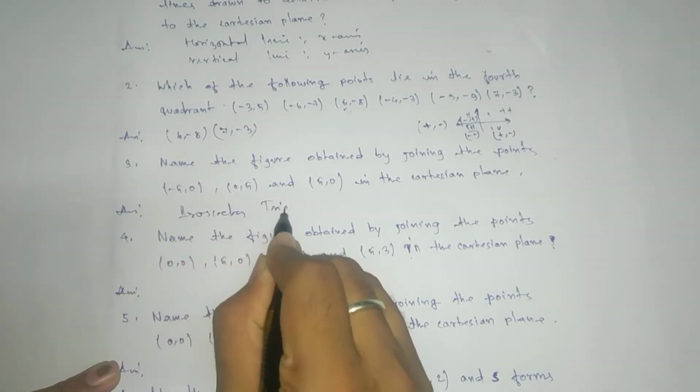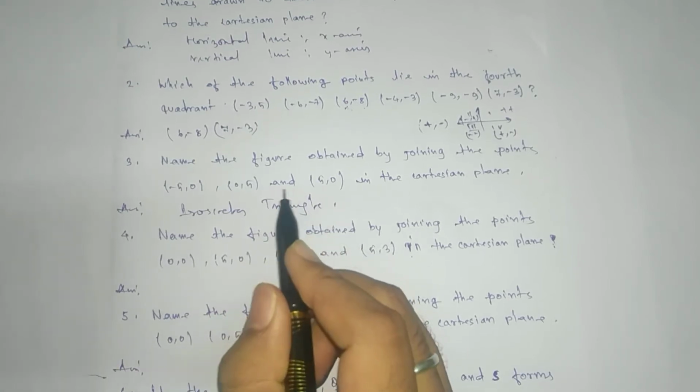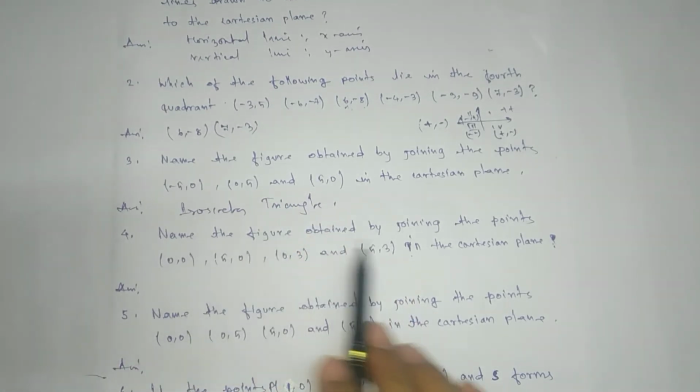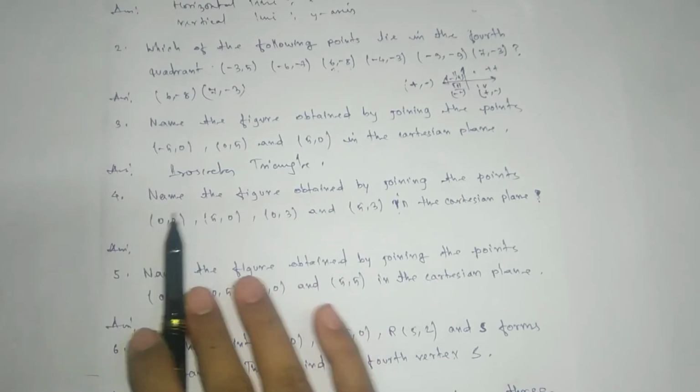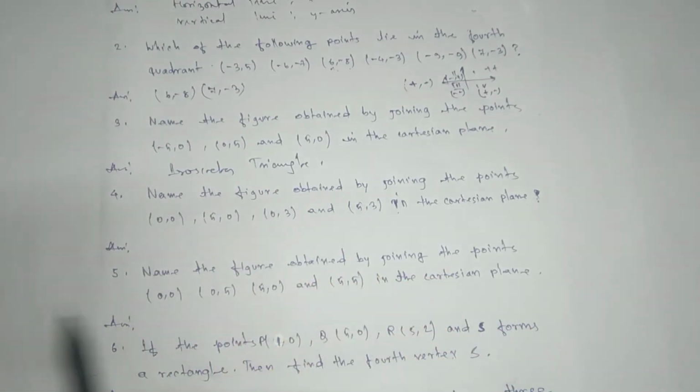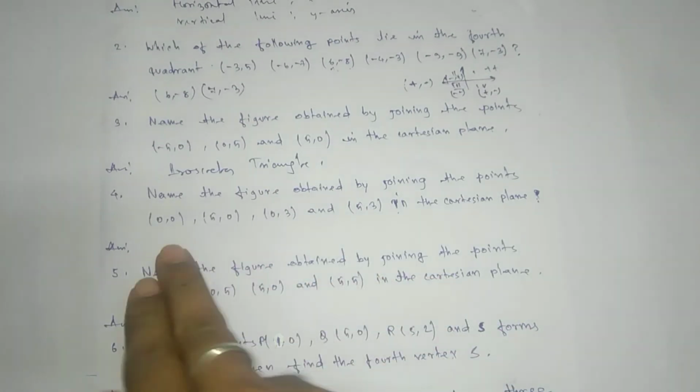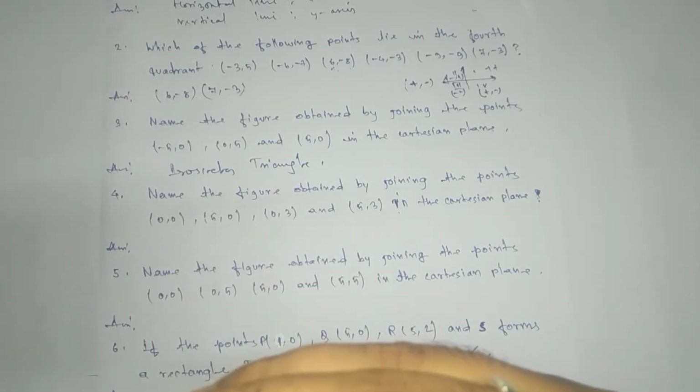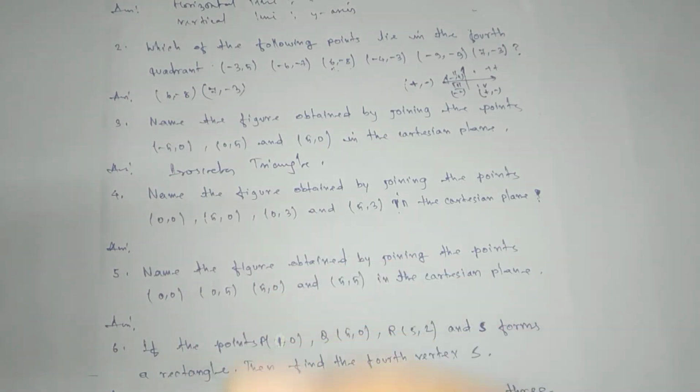Isosceles triangle. Next we have, name the figure obtained by joining the points 0, 0, 5, 0, 0, 3, 5, 3 in the Cartesian plane. If you look at that, there are 4 coordinates. That means if you join them, you will get a quadrilateral. And what type of quadrilateral? So first we'll plot these, and after plotting, we'll check which type of quadrilateral it is.